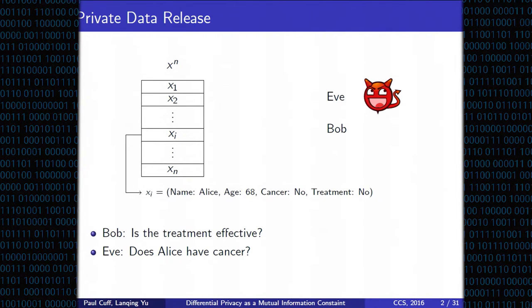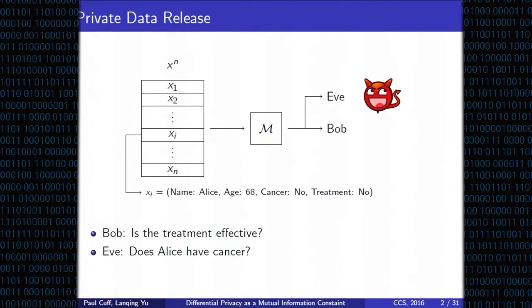But anyway, the goal of private data release is we try to figure out a mechanism M so that the mechanism output can provide sufficient information for Bob for his statistical inference, while on the other hand, it should protect Eve from knowing too much individual information. Well, there may be many ways to do that.